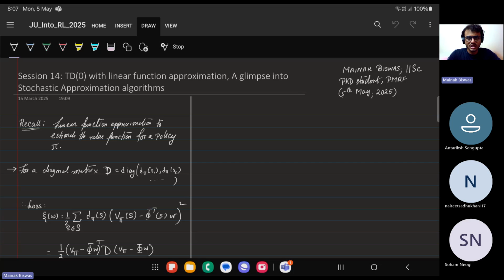Okay. Good evening, everyone. So today we'll be done with TD learning algorithm. So what we'll be doing is temporal difference learning, linear function approximation. We'll be learning how this algorithm actually converges.